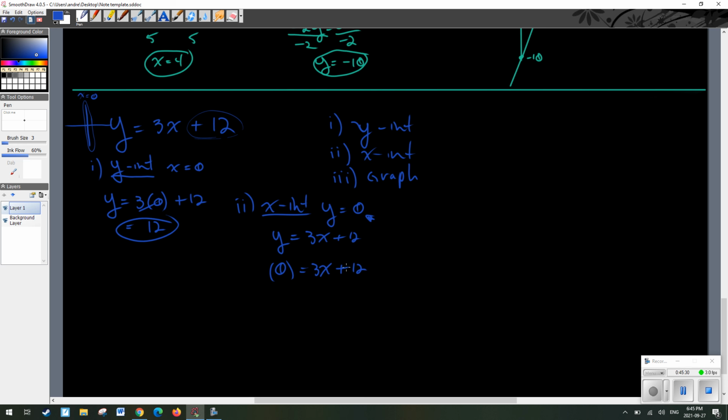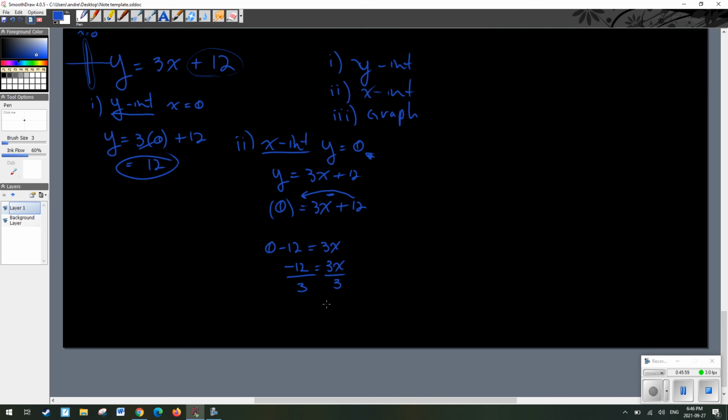We know that we have to get the x all by itself. So what I'm going to do is I'm going to take this 12 and I'm going to kick it over here. Right now the 12 is positive, so when it goes across, it's going to become negative. So in theory, you could say 0 minus 12 equals 3x, because the 3x didn't go anywhere. 0 minus 12 is just negative 12 equals 3x, and then I'm going to divide by 3, and these 3's cancel out, and we have x equals negative 12 divided by 3 is negative 4.